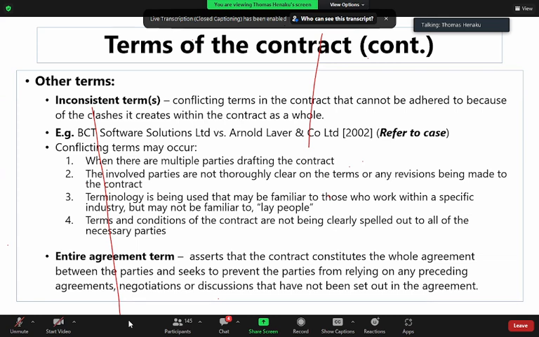And in a way to actually avert that, normally, at the end of the terms of the contract, there will be the insertion of a particular statement that says that the contract constitutes the whole agreement between the parties and seeks to prevent the parties from relying on any preceding agreement, negotiations, or discussions that have not been set out in the agreement. Normally, you will find this in a contract, stating that this is the whole agreement that we have agreed to. And therefore, anything outside of these agreements cannot be considered.